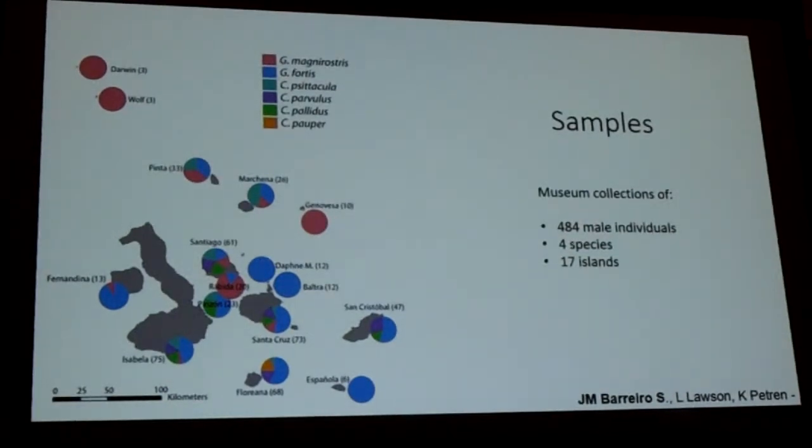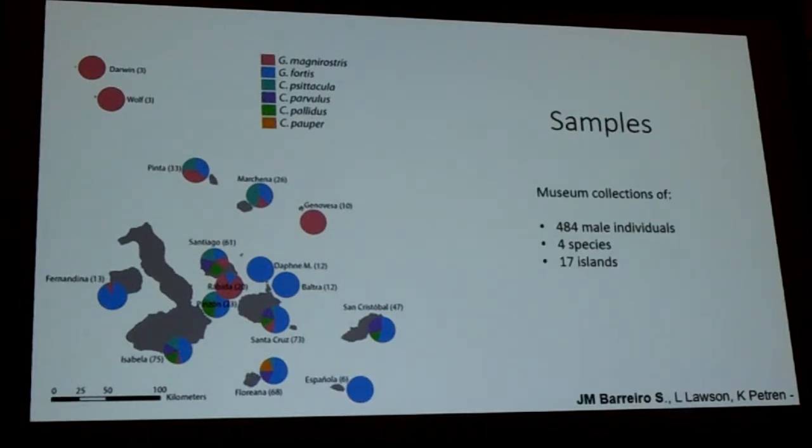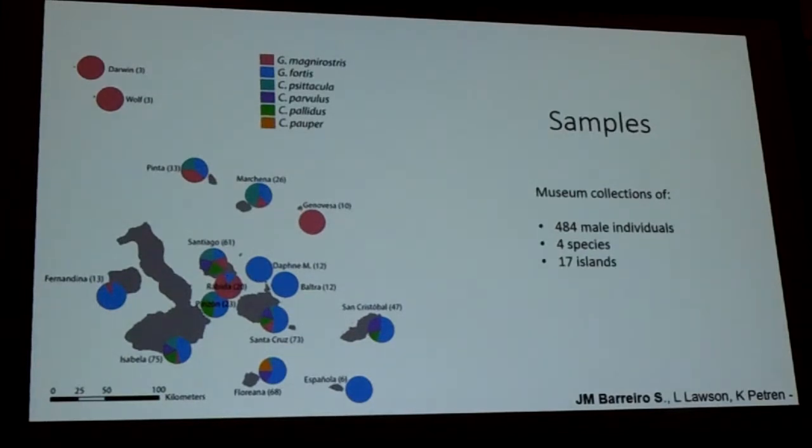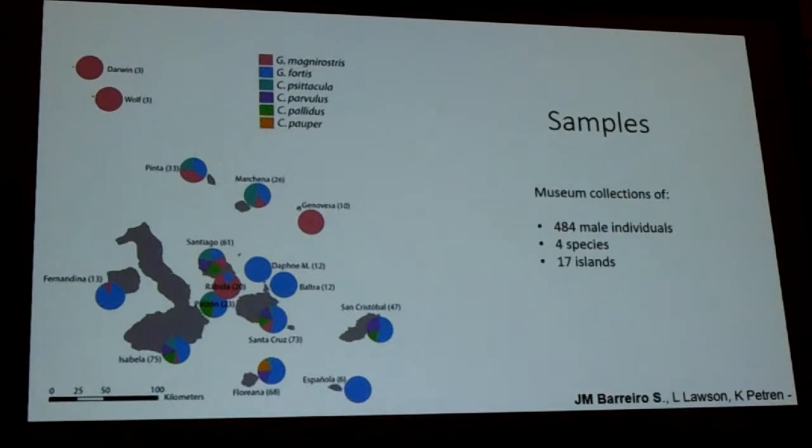This is the samples that we did. We analyzed 484 individuals for 5 species, 17 islands: 2 species of ground finches, 3 species of tree finches. And next, I'm going to talk about the results, and I'm going to talk first about the ground finches, then about the tree finches, for shape and size independently. So remember, what we're predicting is if they compete, then they should be different in sympatry.